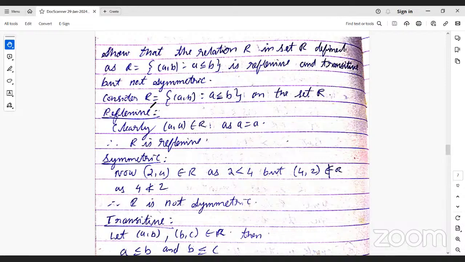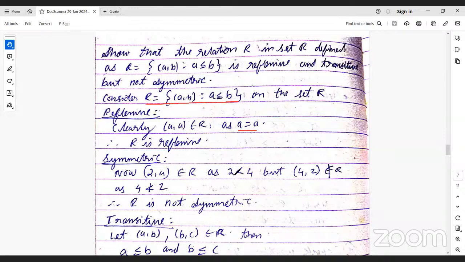So we can see the definition of the relation is R = {(a, b) such that a is less than or equal to b} on the set of real numbers. So for real numbers, (a, a) belongs to R. Why? Because a can be equal to a, and either one condition it should satisfy. So a equal to a will satisfy. So R is reflexive.